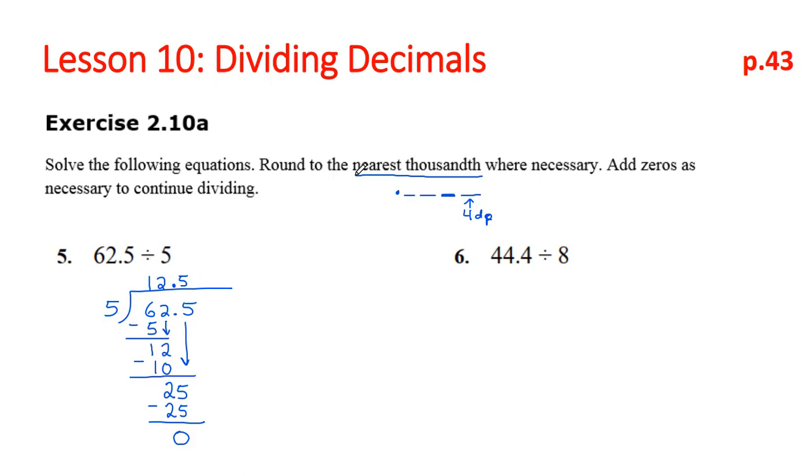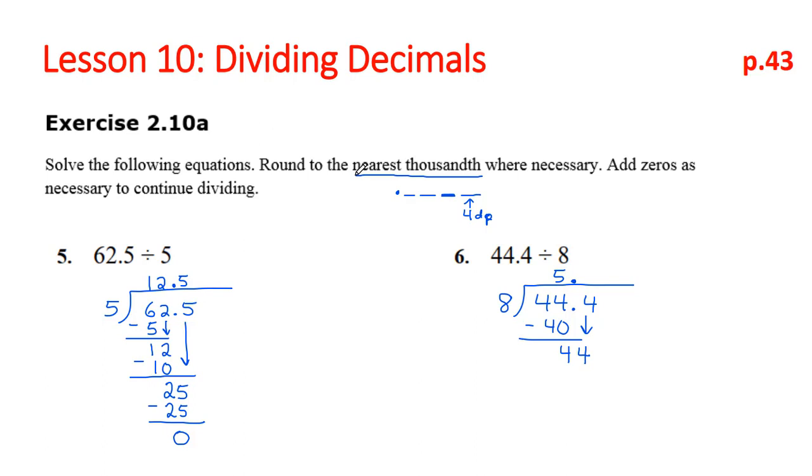For number 6, we have 44.4 divided by 8. 8 is our divisor, and 44.4 is our dividend. As we saw in number 5, we're going to pop that decimal up in the quotient, and then we'll begin to long divide. 8 doesn't go into 4, but 8 does go into 44 5 times. 5 times 8 is 40, and we subtract 44 minus 40 is equal to 4.